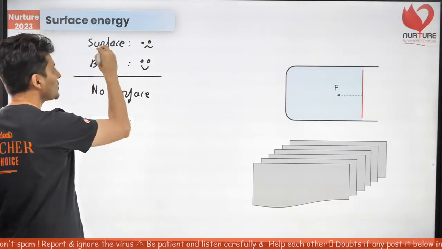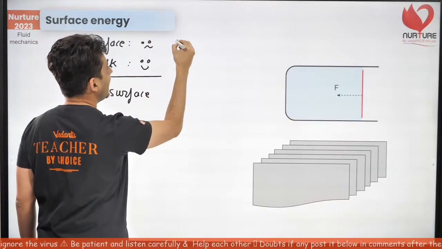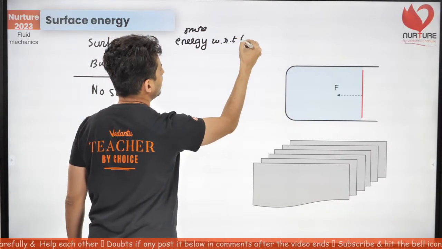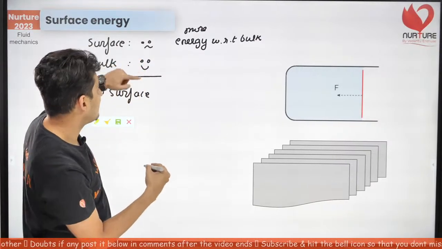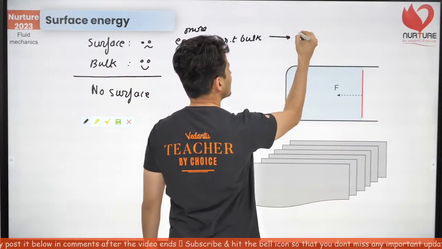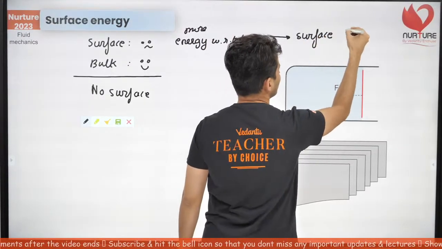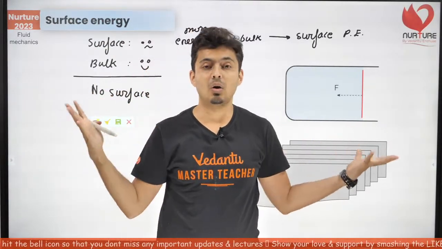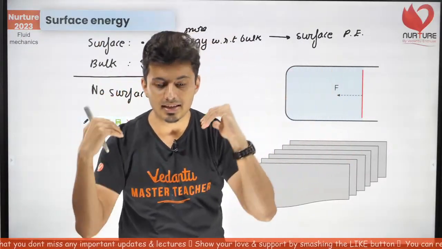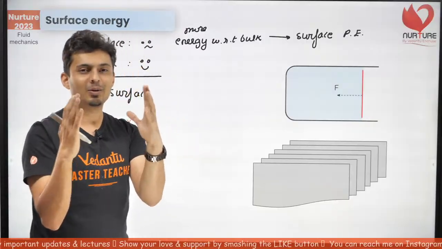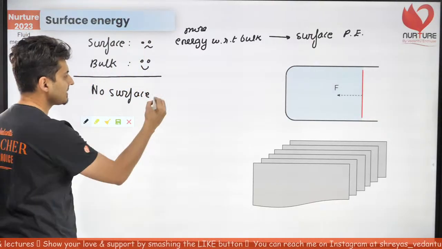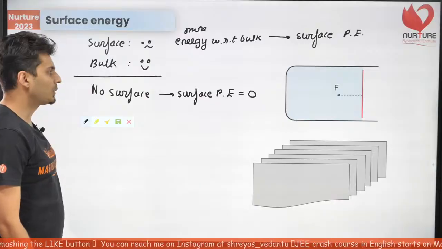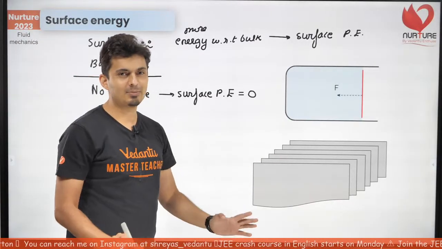just important. So, molecules on the surface, because they are unhappy, have more energy with respect to the bulk. If you compare their happiness or sadness, that is called the surface energy or the surface potential energy. So that extra energy which the molecules on the surface have, because they are not satisfied, they have not made enough bonds, that extra energy as compared to the bulk, the happier molecules, is called surface potential energy. So when there is no surface, I can easily say that the surface potential energy will be 0. It will be just 0, as simple as that.